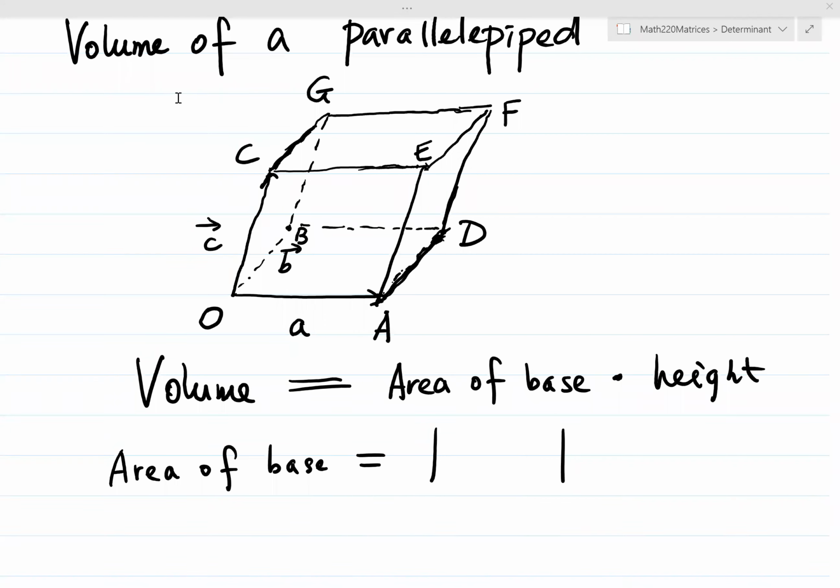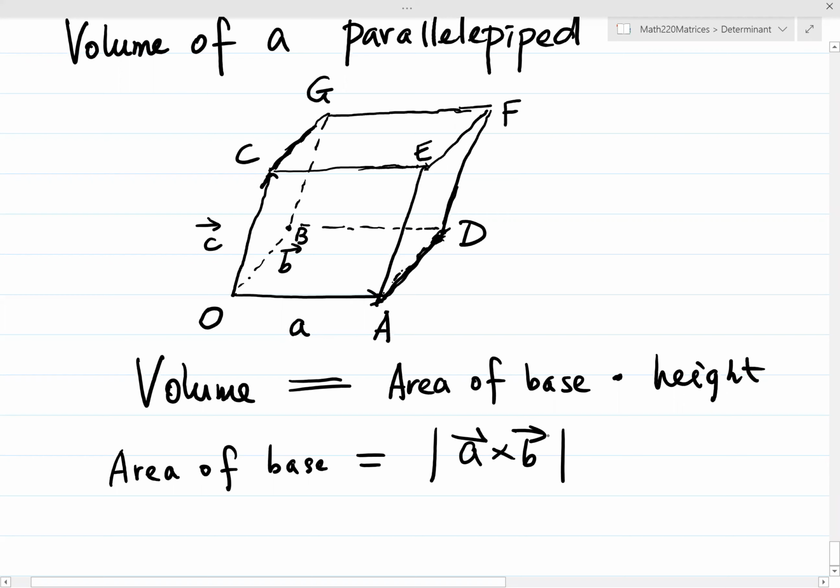Anyone know? By what operation? Okay. This is given by the cross product. A cross B. Okay, A cross B.